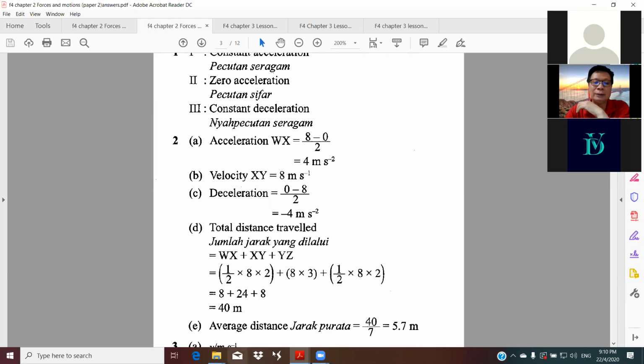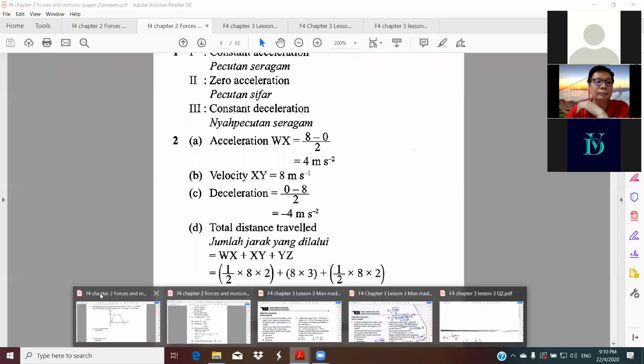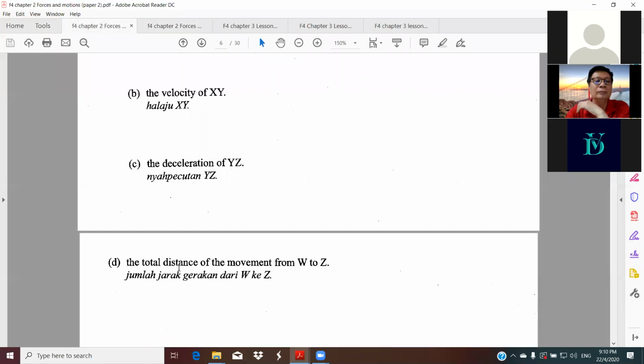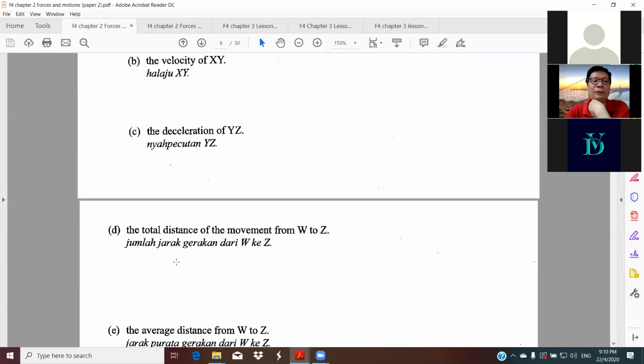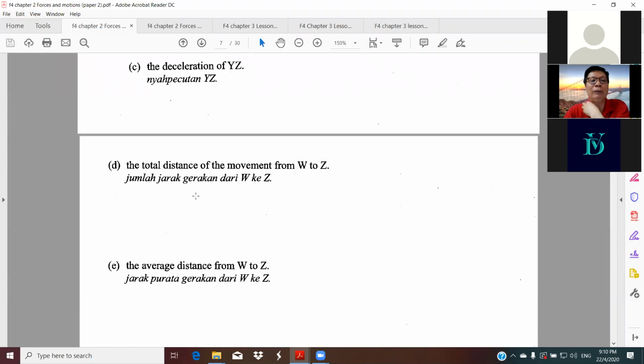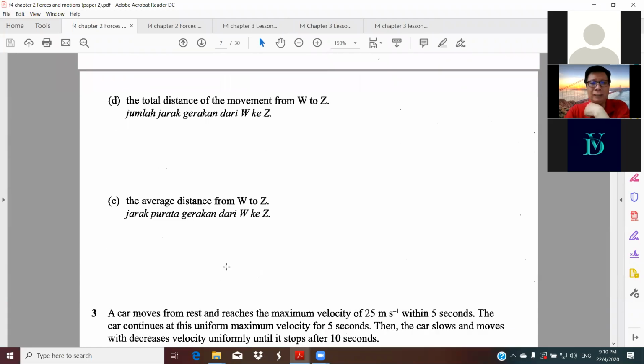Okay, next. The next one is the average distance from W to Z. Average distance, no. Just now was total distance, now average distance. So what is the difference now?